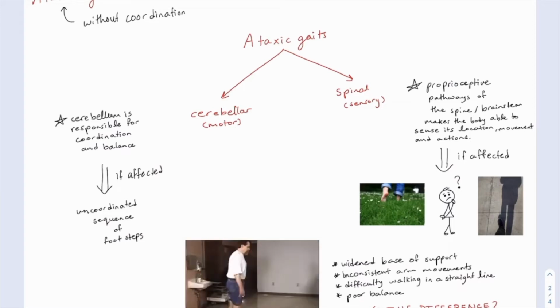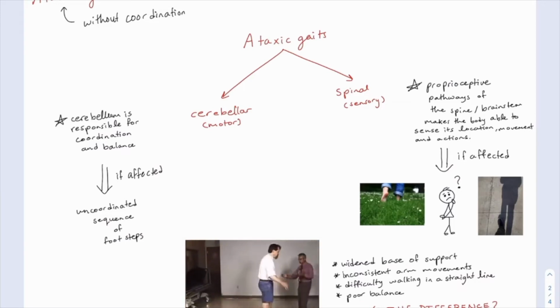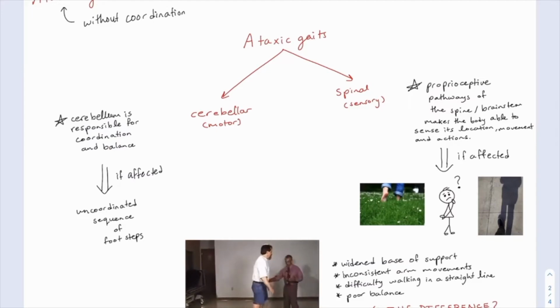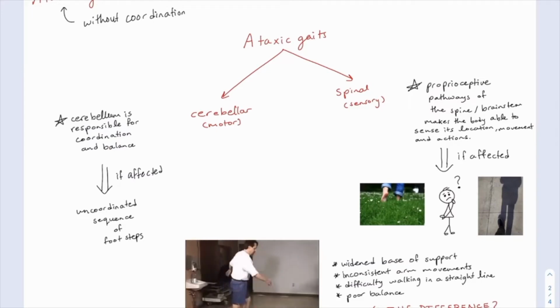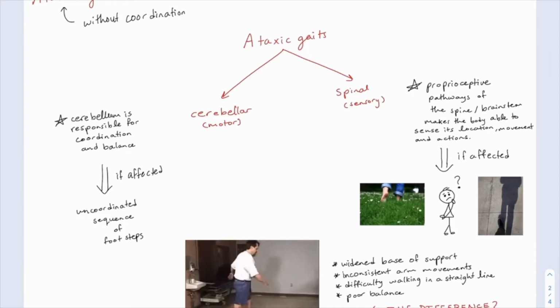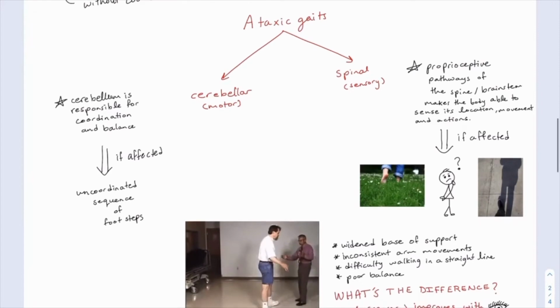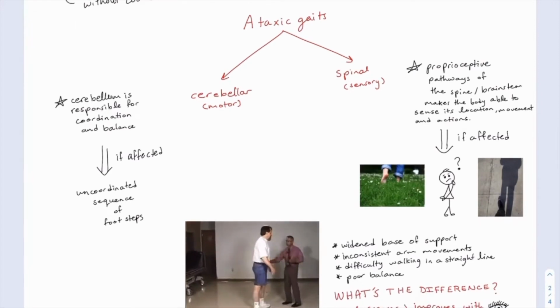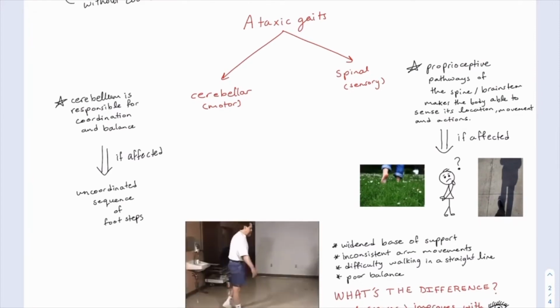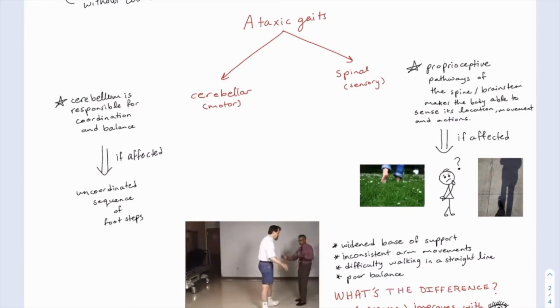However, in the spinal or sensory, the proprioceptive pathways of the spine and brainstem are affected. Now, normally, these pathways are responsible for making the body aware of its location, movement, and actions, even when your eyes are closed. However, if they are affected, you'd end up not knowing whether you're standing on grass or on cement if your eyes are closed. You need to open your eyes in order to know where you are.